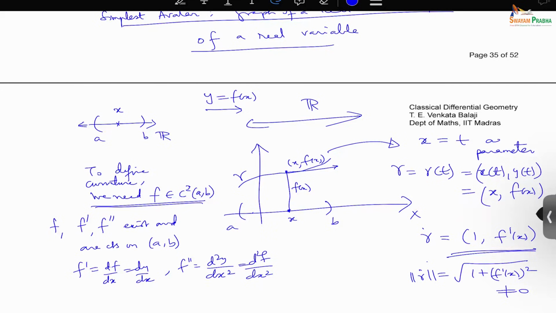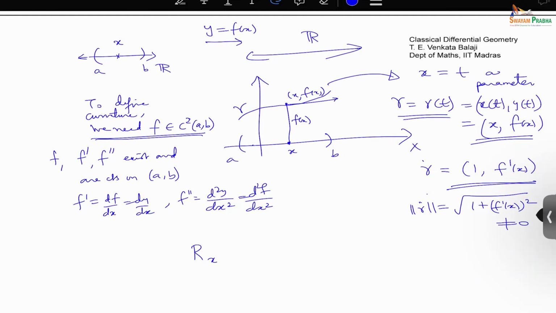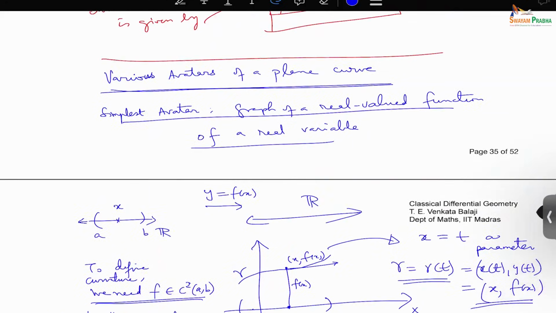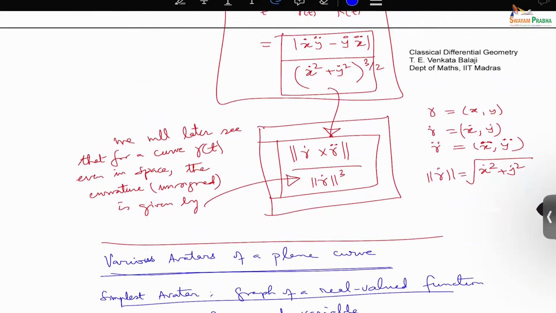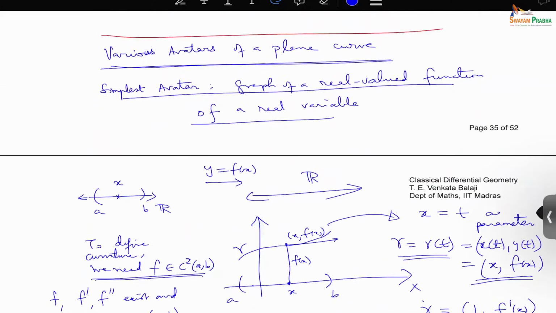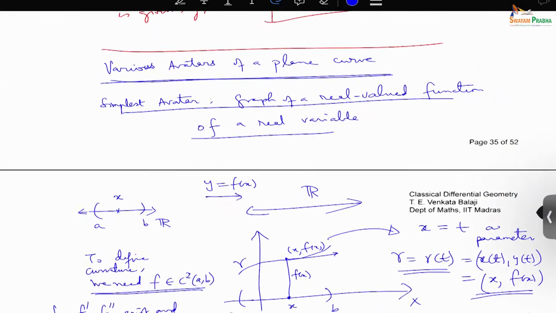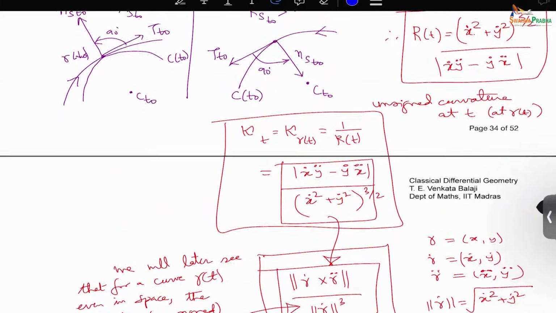And for this parametrization, you apply our original formula, and you will get the formula for the curvature of the graph of a curve y equals f(x). All you have to do is plug it in. So the radius of curvature at (x, f(x)) will be, this is just this formula, x dot y double dot minus y dot x double dot. Let me write it for the curvature.